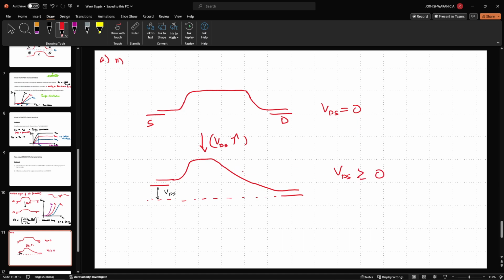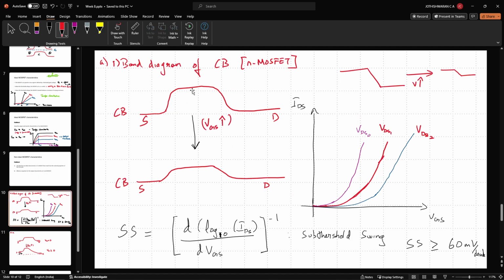Okay, so now why is this happening? Why am I deforming my barrier? So this is S and this is D. This happens precisely because now these two are no longer at the same voltage. And because of that, what we have is this barrier, which I expect to be held constant. Like here, I expect this barrier to be held constant.